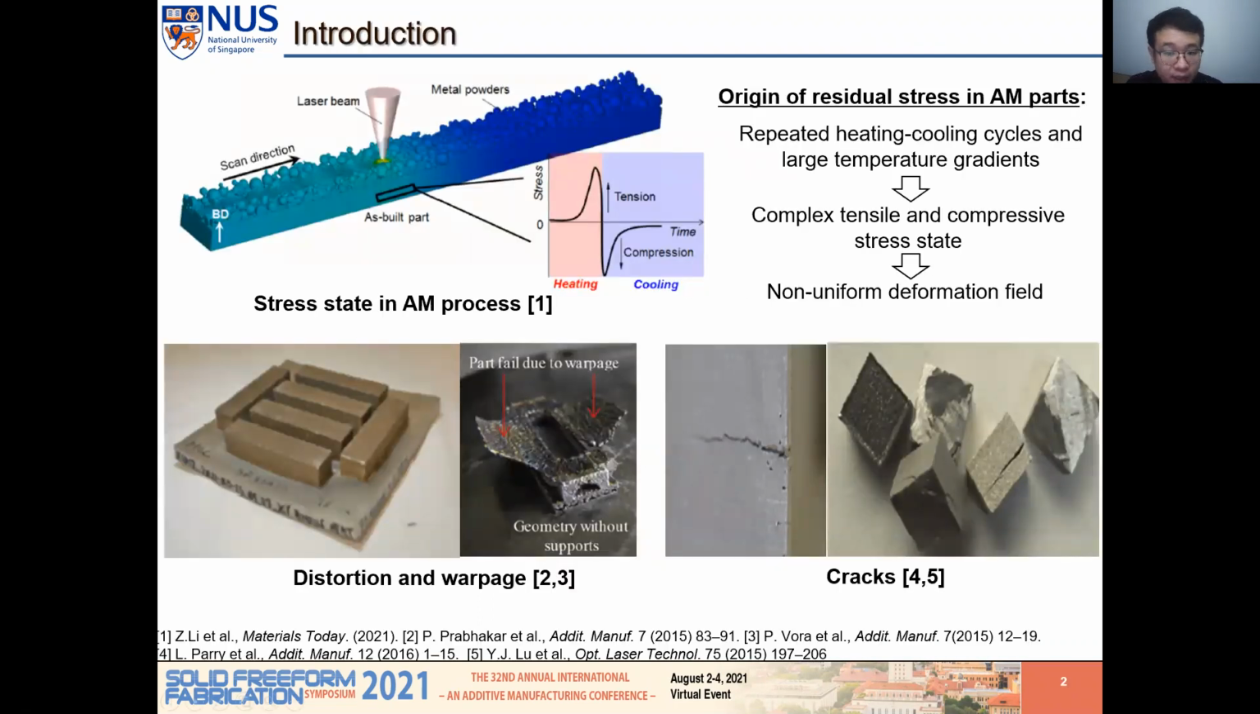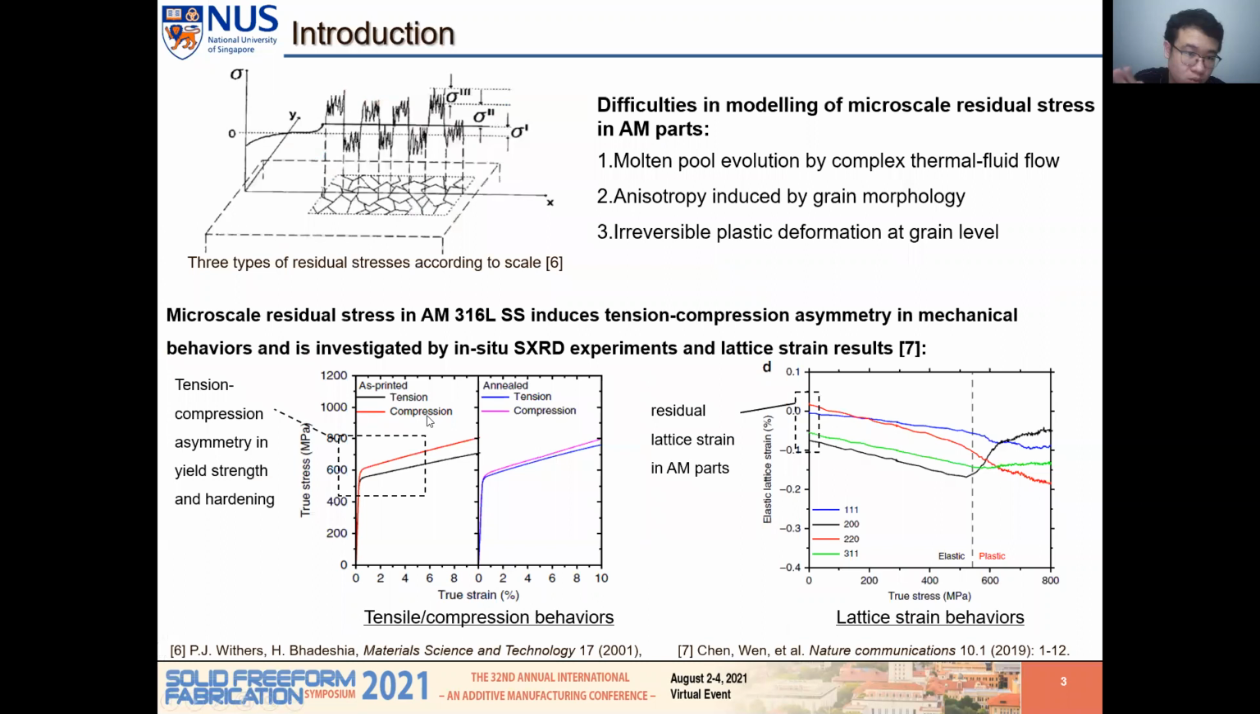During the additive manufacturing process, especially laser powder bed fusion, which we are working on here, there are repeated and rapid heating and cooling cycles and very large temperature gradients. This complicated thermal history induces complex tension and compression in the material. Residual stress forms due to the inhomogeneous deformation, and as a challenge for the AM community, the residual stress can lead to distortion, warpage, and even cracks in AM parts. So it's very critical to understand, predict, and even reduce the residual stress.